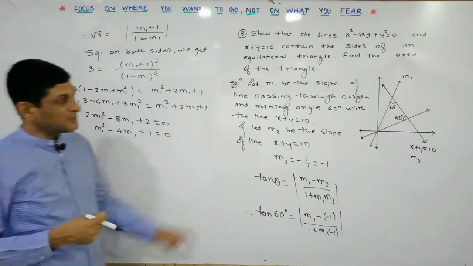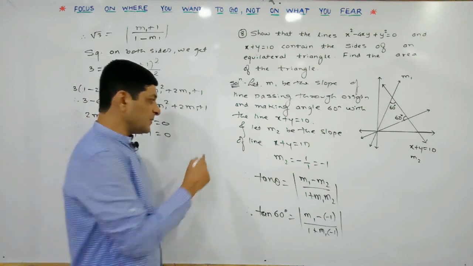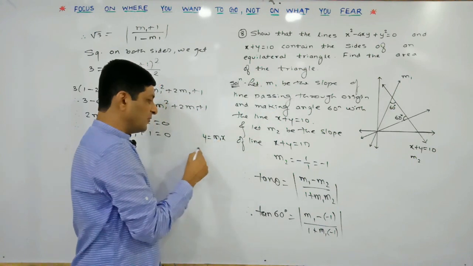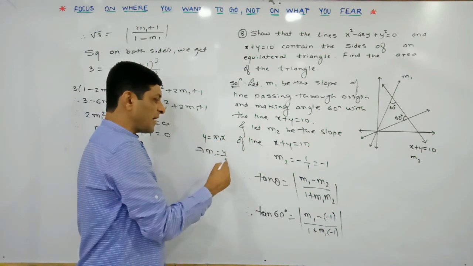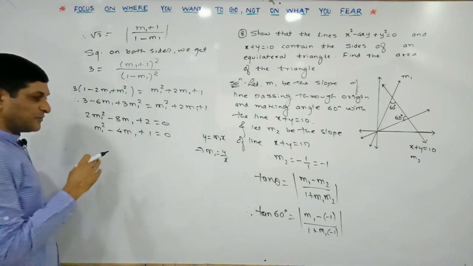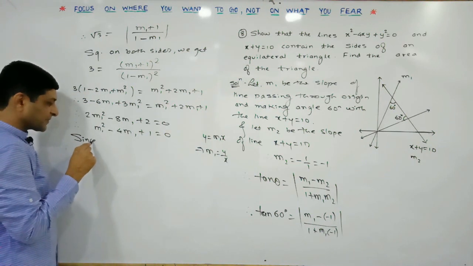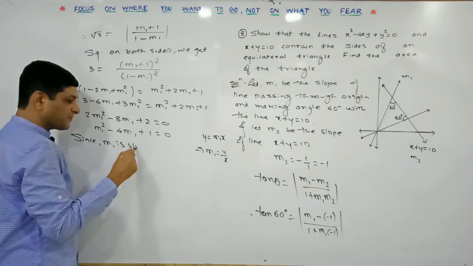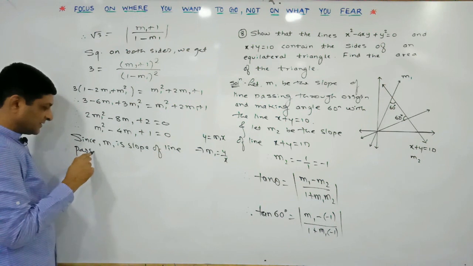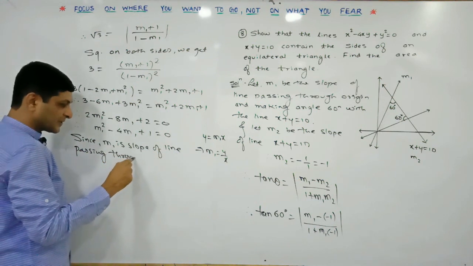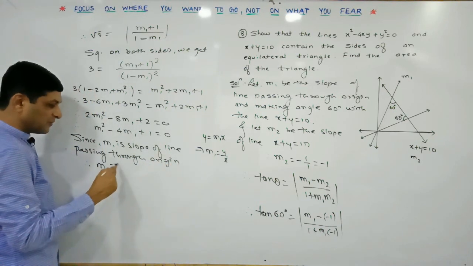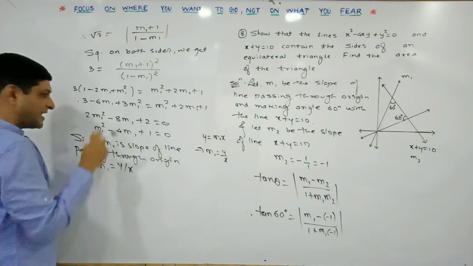What is M1? M1 is nothing but the slope of a line passing through the origin. We know that if a line passes through the origin, its equation is in the form of y is equal to mx. But here m is equal to m1, which implies that m1 will be equal to what? y by x. So the value of m1 will be known to us. Substitute this value in the equation. Before that, give the reason that since m1 is the slope of a line passing through the origin, therefore m1 will be equal to y by x. Substitute this value in this equation.